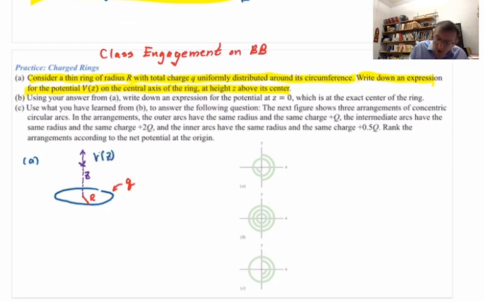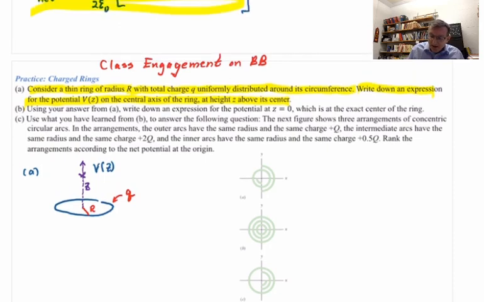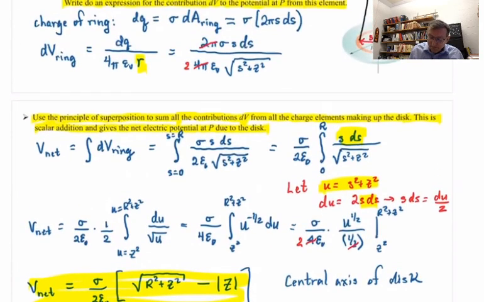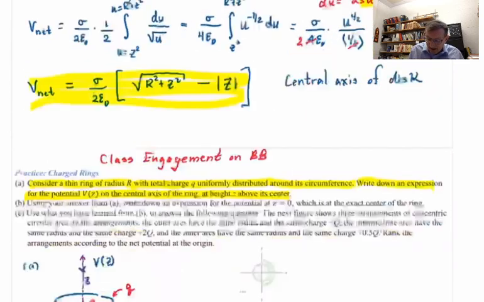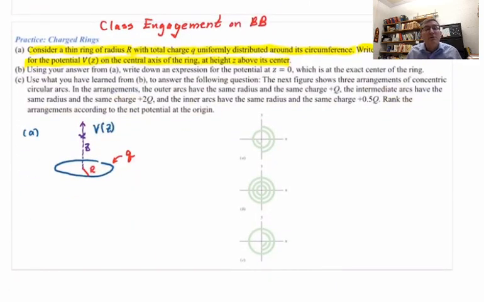Now, don't overwork it. The answer for the V of a ring is right here on the screen. You just got to figure out how to express it correctly in this case, where the total charge of the ring is q, radius of the ring is big R, and you're at the point with distance z. Just write down the formula. There's no calculating to do. You just write it down.